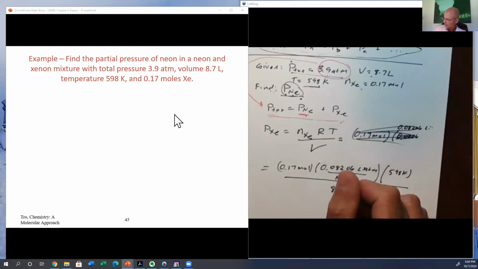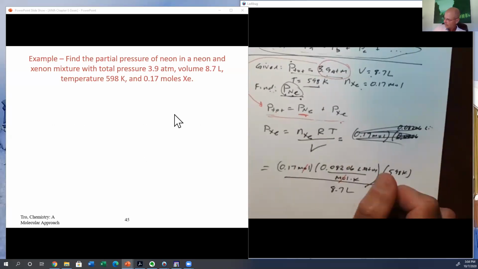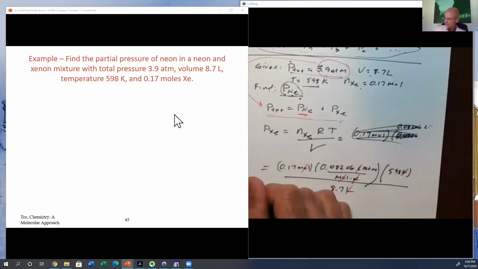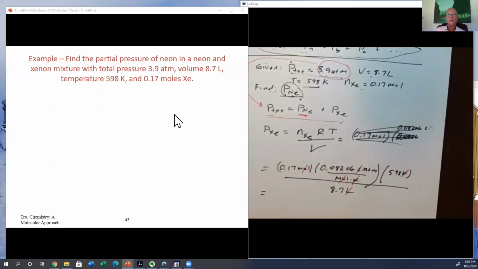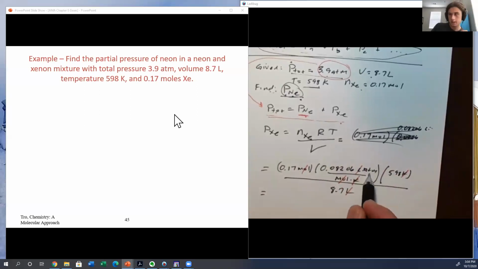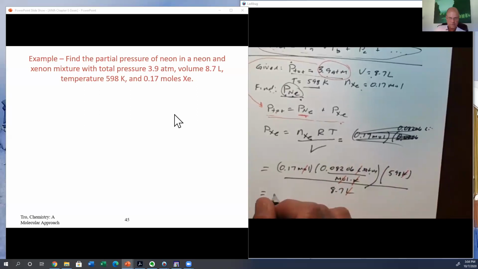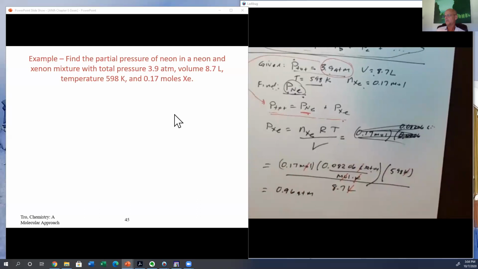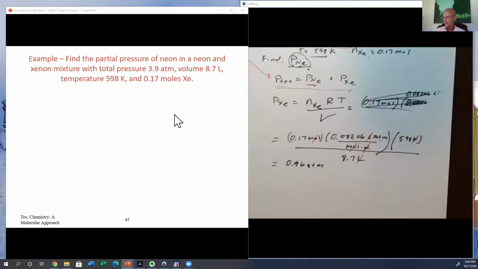And look what happens. The moles cancel, Kelvins cancel, liters cancel. What am I left with? What are my units here? You're left with units of pressure, exactly right. So if I multiply that all together, I get 0.96 atmospheres. But I'm not done yet.